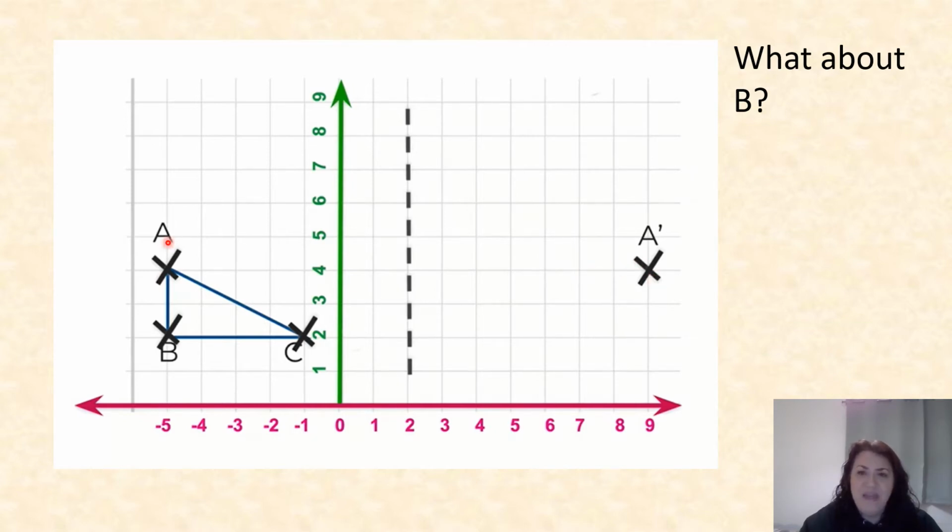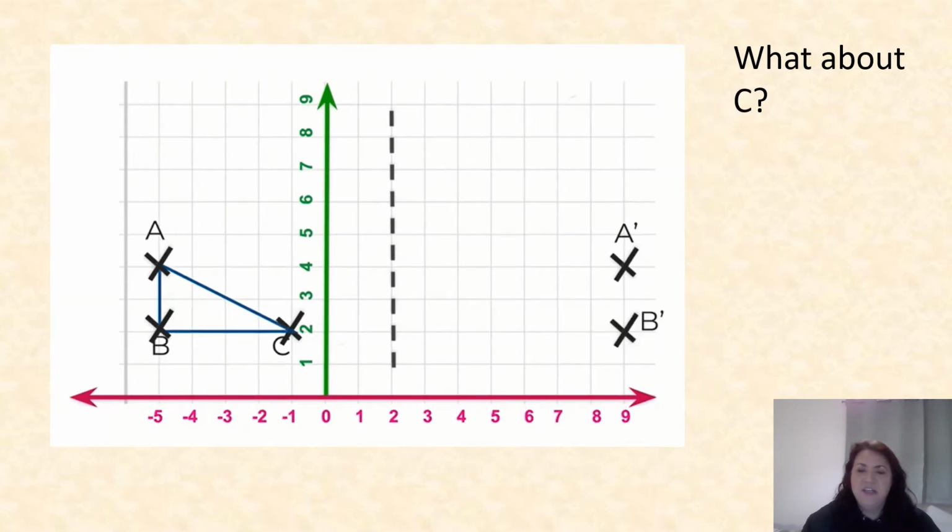Okay, what about B? What do you think? Hopefully you've worked out that it's actually going to be exactly the same as A, because it's just 2 below A. So that's also, let's just check, 1, 2, 3, 4, 5, 6, 7. We go through that y-axis. It's going to be here. It's 7 away from the line. There it is. There's B dash.